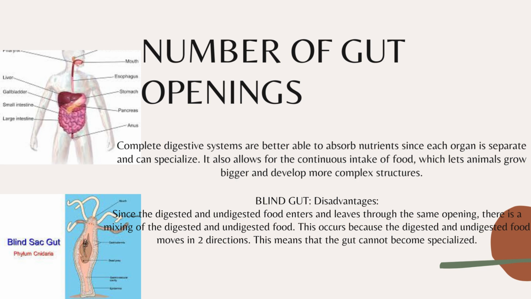There are significant advantages of a through gut, such as it allows specialization. The mouth takes in food, the stomach and intestines digest food, the intestines absorb the food, and undigested food is egested out of the body. There is also no mixing of digested and undigested food in the body.